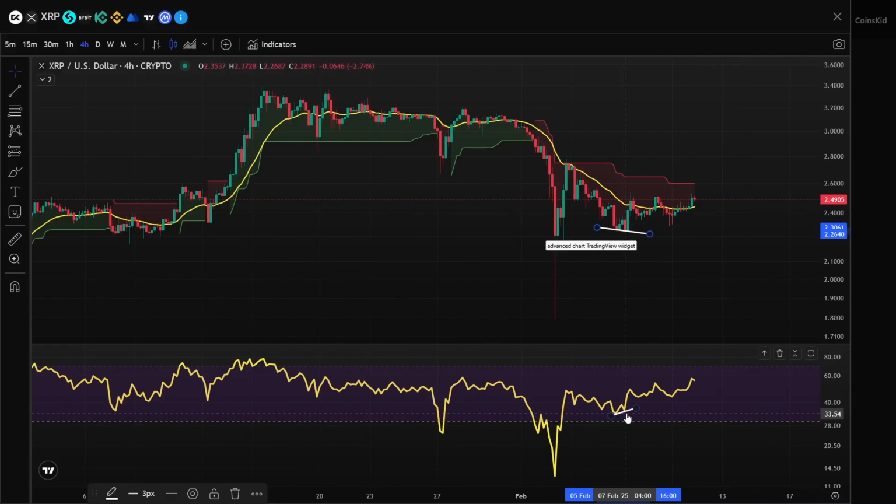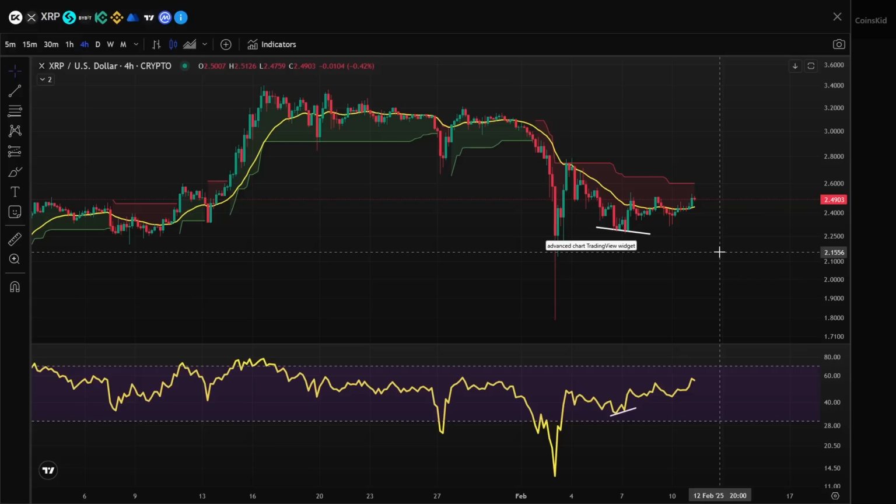So there we've got a higher low in the RSI, and we've got a lower low in the index. That's called a bullish divergence. There is a divergence cheat sheet on Google, just put divergence cheat sheet.